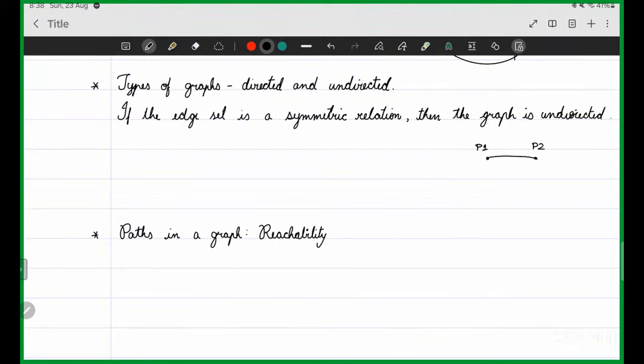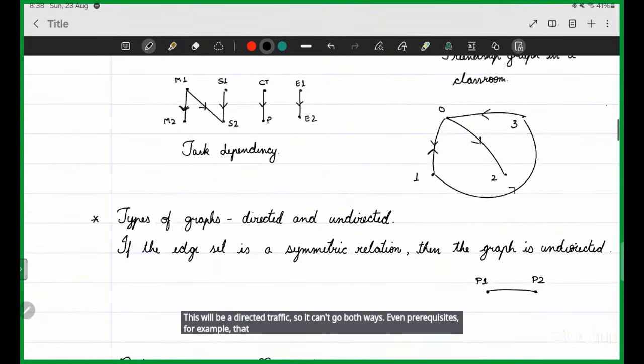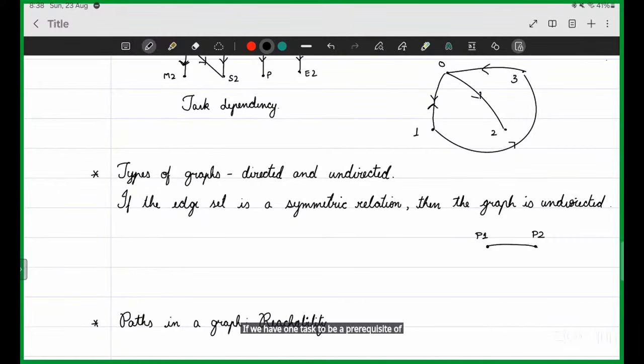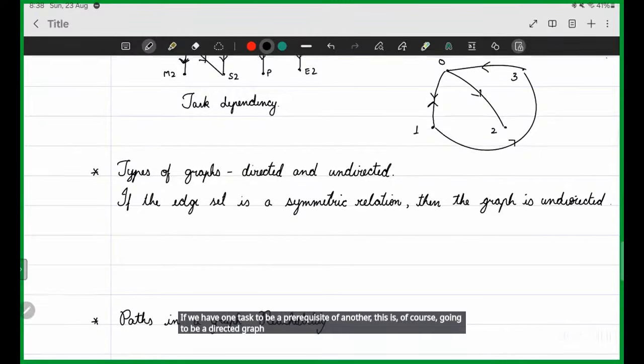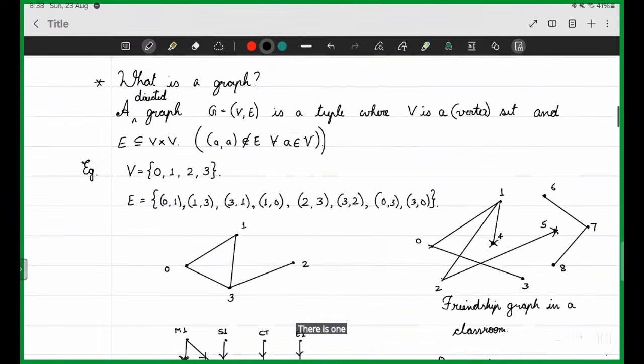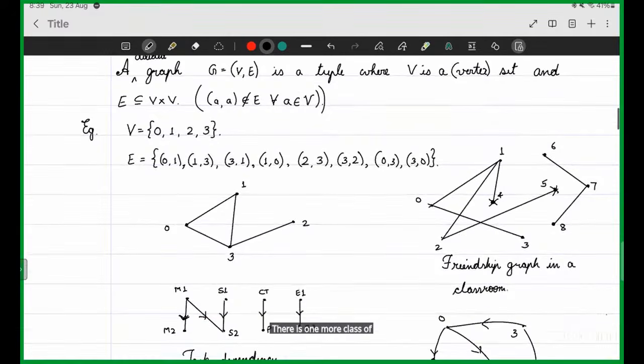Will this be a directed or an undirected graph? This will be a directed graph, so it can't go both ways. Even with prerequisites, for example, in the task dependency example, if one task is a prerequisite of another, this is of course going to be a directed graph.